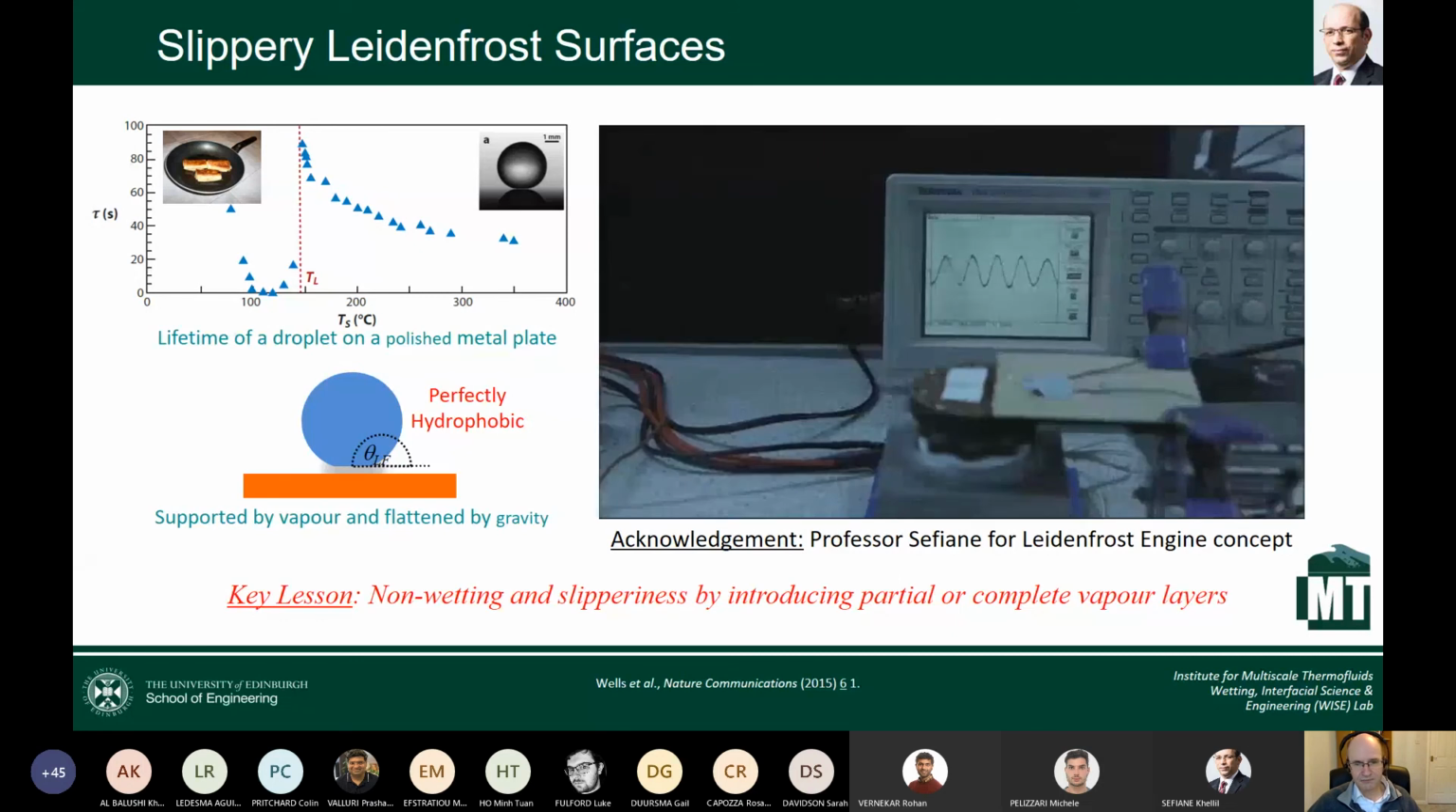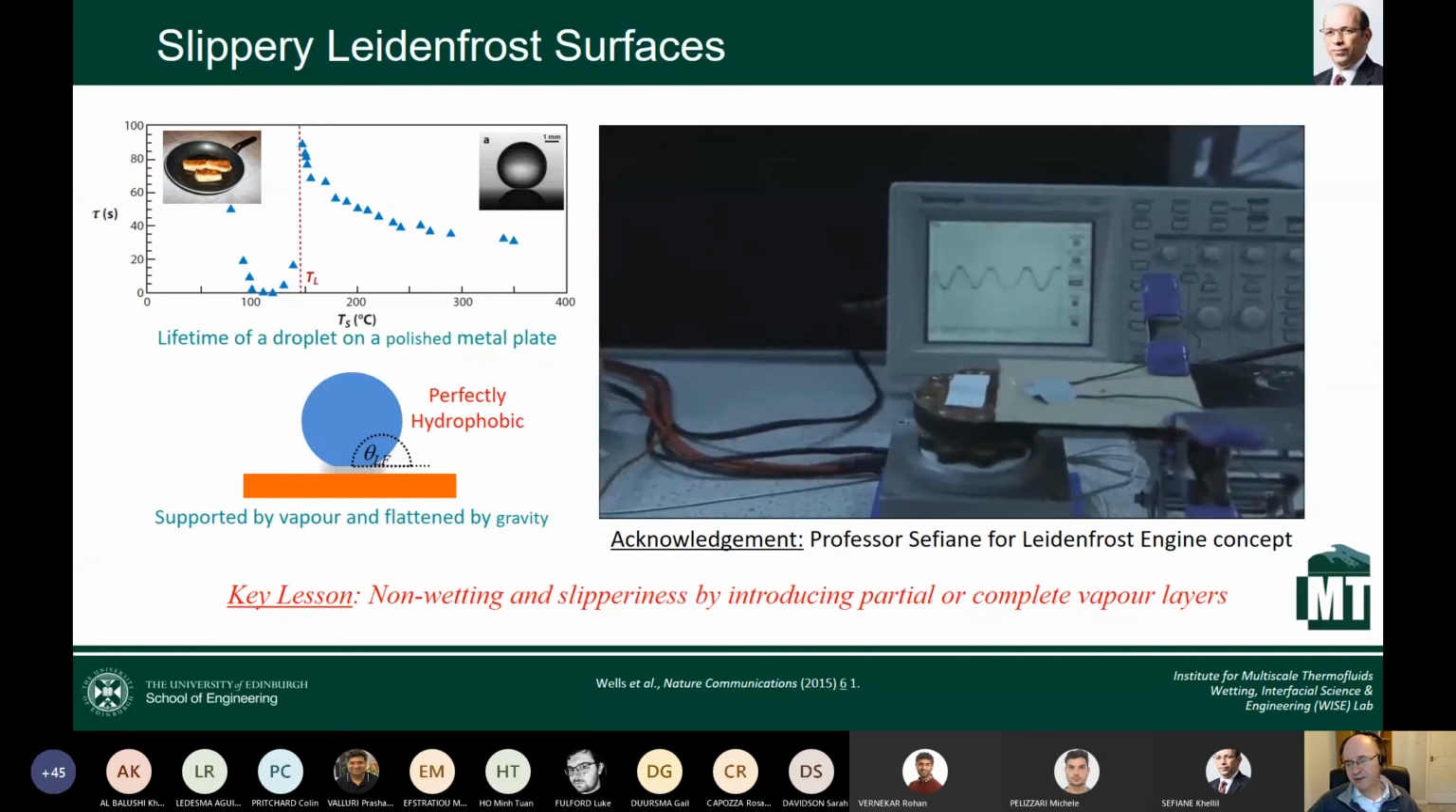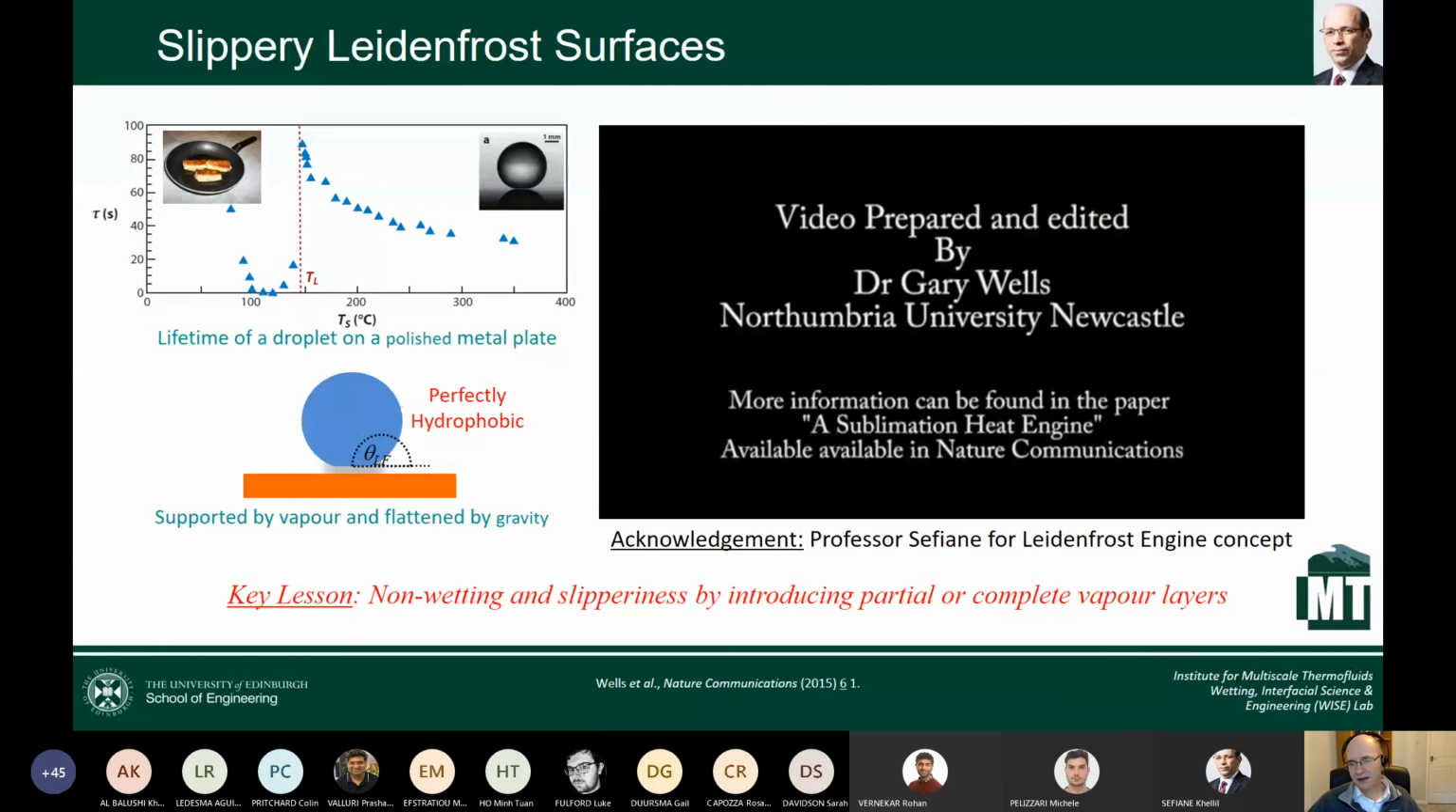Not a very efficient engine, but essentially you have a very low friction bearing, but you also have a vapor flowing which generates drive. And as a consequence, you get both a heat engine and a physical mechanical engine.